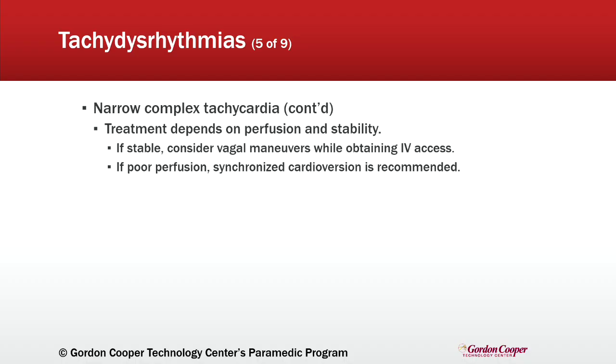If the child is unstable, synchronized cardioversion is going to be recommended. The initial dose for synchronized cardioversion is going to be 0.5 to 1 joule per kilogram. Since cardioversion is painful, you should provide sedation to an awake patient before performing the procedure whenever possible. Of course, this is going to be protocol dependent.